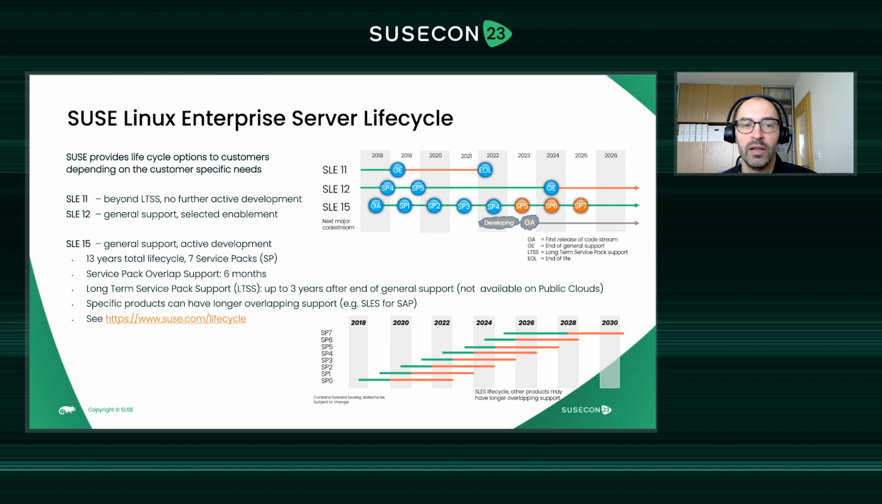The overall life cycle is 10 years of general support plus 3 years long-term support. 7 service packs. We do offer service pack overlap support of 6 months with general support. And we have various long-term support offerings, which extend the overall life cycle of a code stream or of individual service packs. One note here is that I'm talking about SUSE Enterprise Server here on the slide, whereas other products, including SLES for SAP or SLE Micro and others, have a slightly different life cycle. And I would encourage you to go to suse.com/lifecycle for any further details on other products, not only the ones I mentioned.